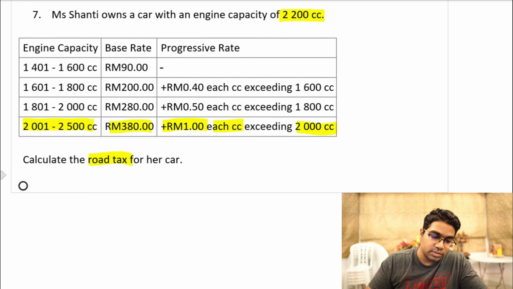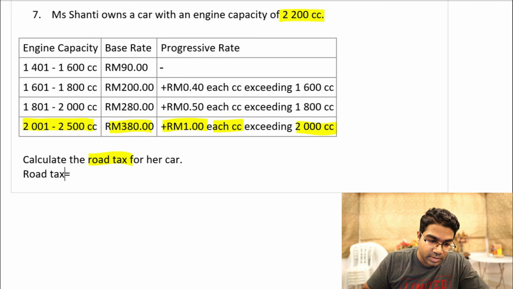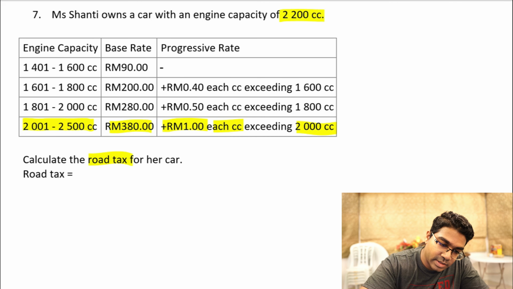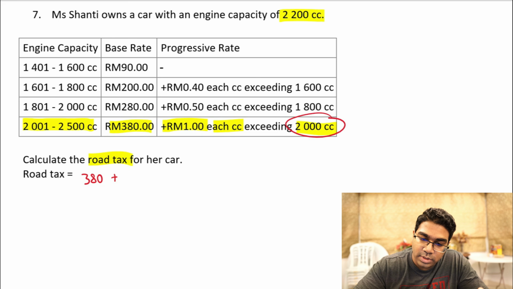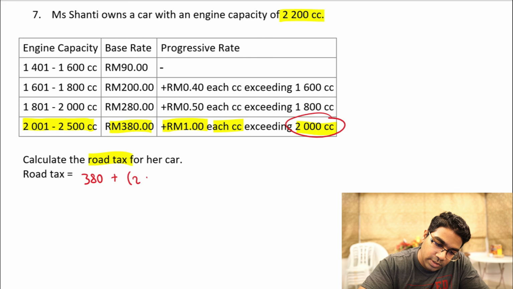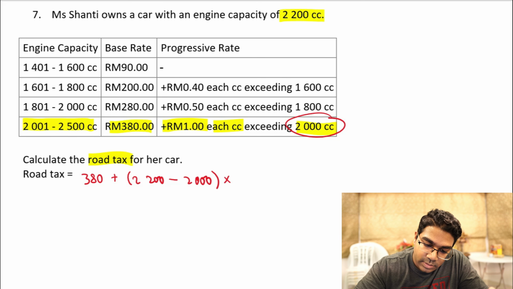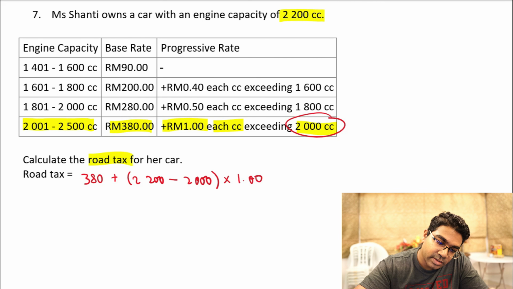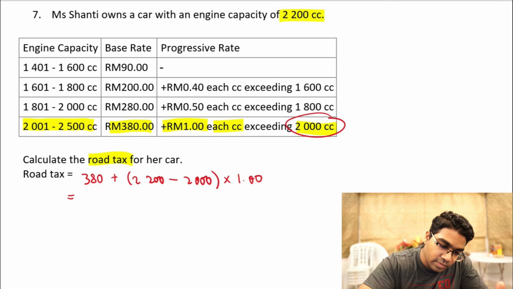And so the road tax would be equals to the base rate 380 plus the progressive rate, which is exceeding 2000. We have 2200 minus 2000. This is the amount that is exceeding 2000 cc multiplied by 1 ringgit. This is the amount charged for every cc exceeding 2000. And so this value will be 580 ringgit.